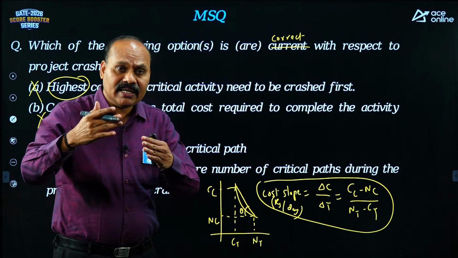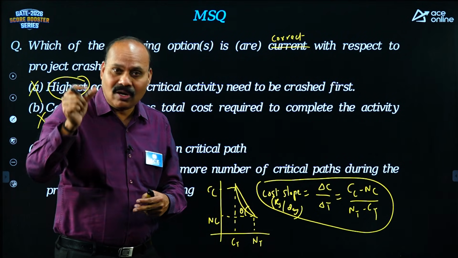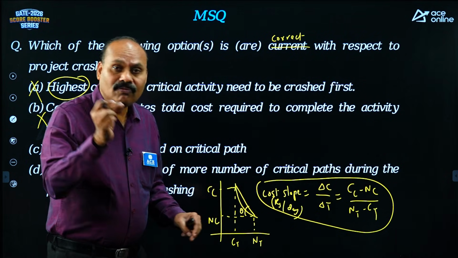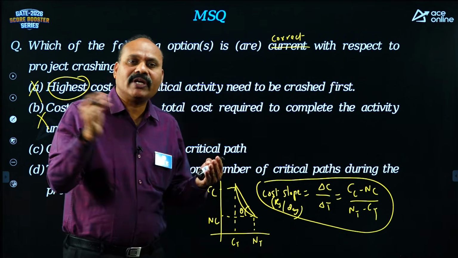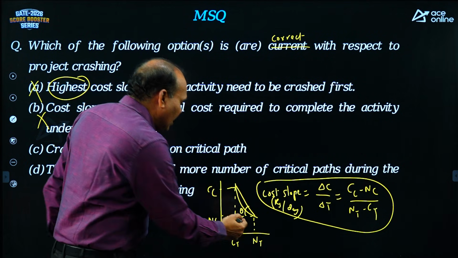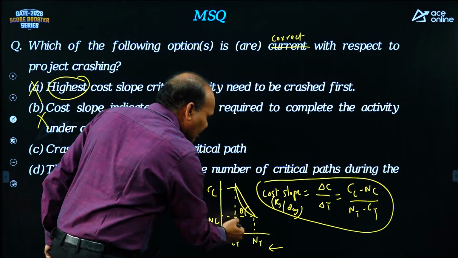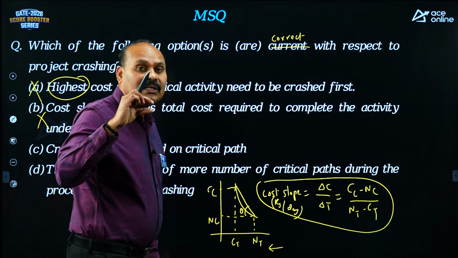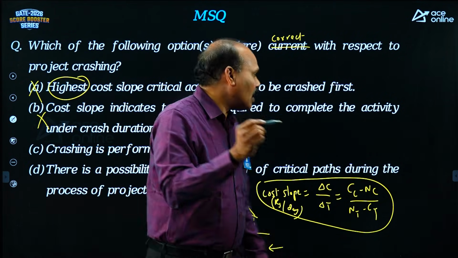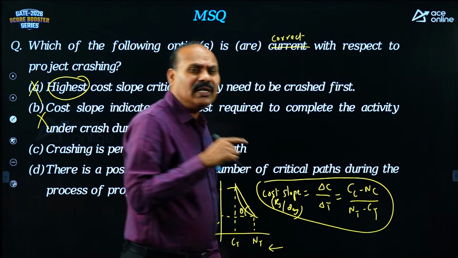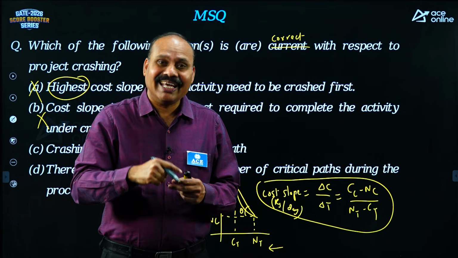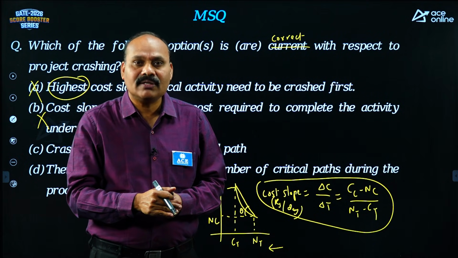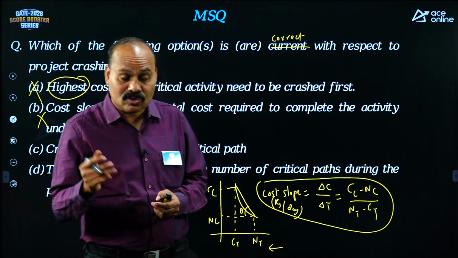Cost slope is indicating the extra amount required, not total, extra amount required for decrease of 1 unit time. Suppose 1 day if you reduce, what is the extra? If you move like this, the extra amount you have to pay is the cost slope. Suppose the cost slope is equal to 200. What is the meaning of 200? 200 per day. Extra 200 rupees you have to spend for reducing the duration by 1 unit time, or maybe 1 day. Like that we are taking. It is not total cost.